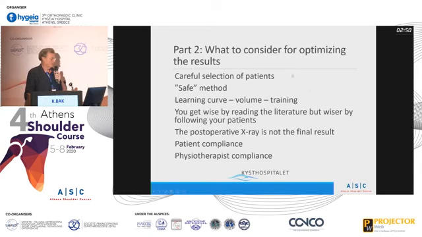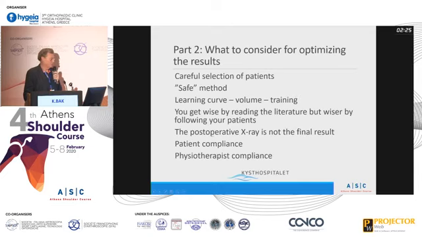I think the very most important one is the careful selection of the patients. I think it's been mentioned several times now. A lot of patients don't even have that many symptoms, so you should really pick the right patients. You should use your own safe method, and you should respect that there's a learning curve for nearly all techniques. You need a lot of volume and training. And I think you get wise. We get wiser by reading the literature, but even wiser by following our patients.